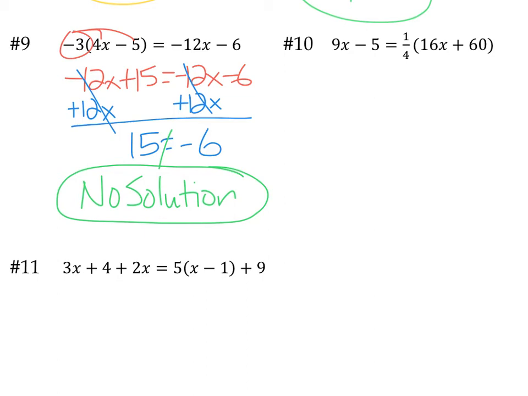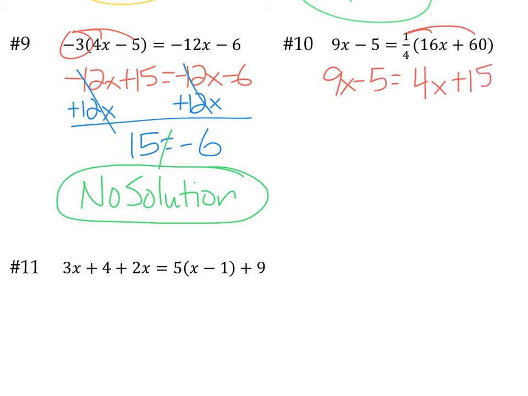In this next example, we see a fraction there, 1/4. You can distribute the 1/4 if you want, or you can multiply both sides by 4. I'm going to show you both ways. Okay? So first, if we distribute that 1/4 into the parentheses, multiplying by 1/4 is the same as dividing by 4. So 16 divided by 4 would be 4x. And then we'd have 60 times 1/4, again, which is the same as 60 divided by 4 is 15.